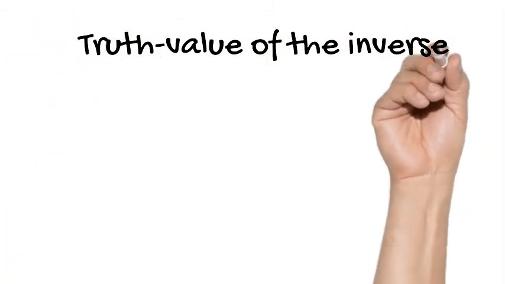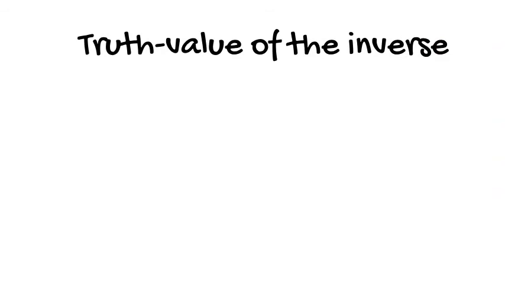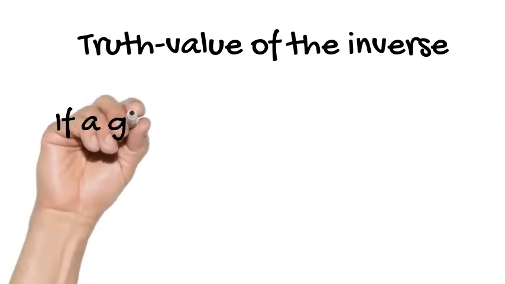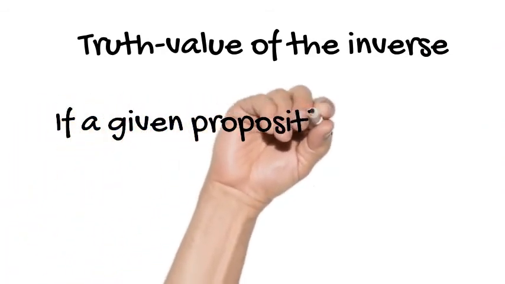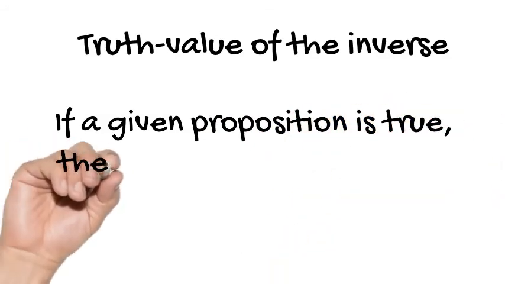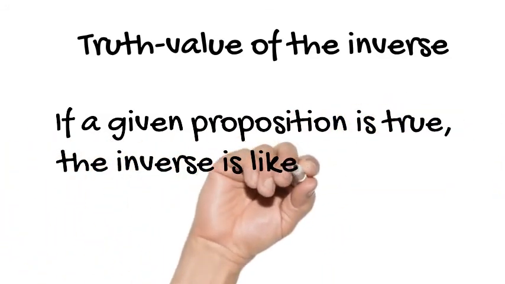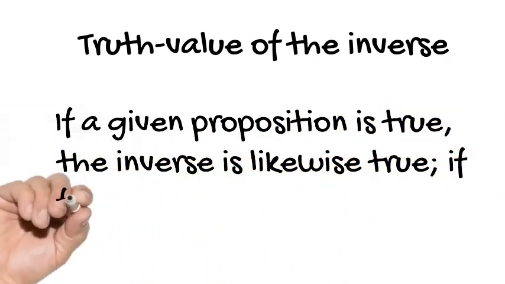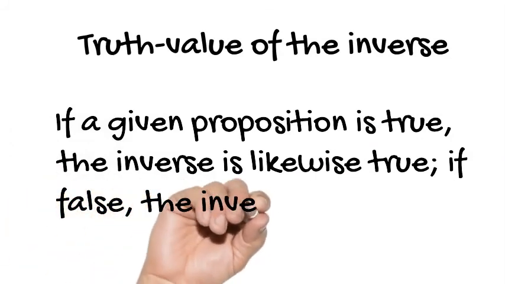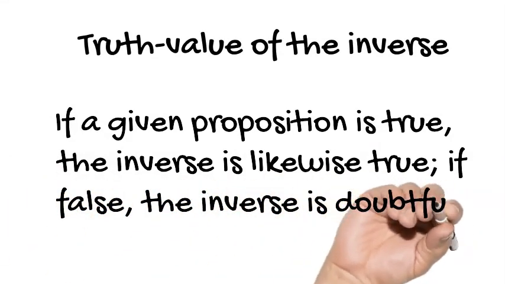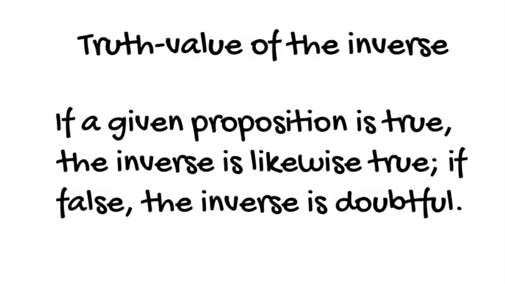For the truth value of the inverse, if a given proposition is true, the inverse is likewise true. If false, the inverse is doubtful, meaning it's not sure if it is true or if it is false.